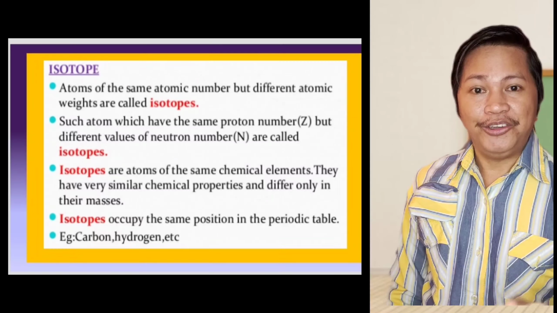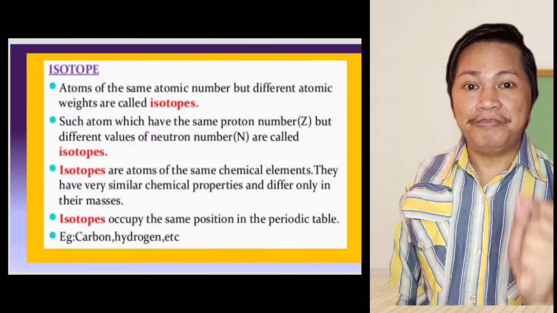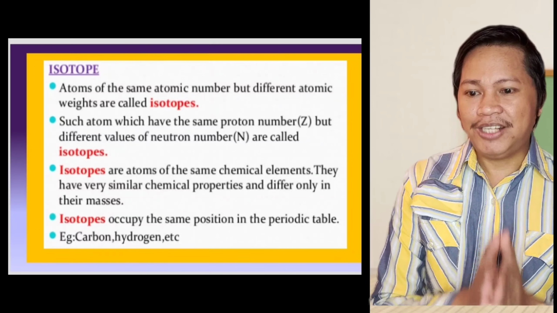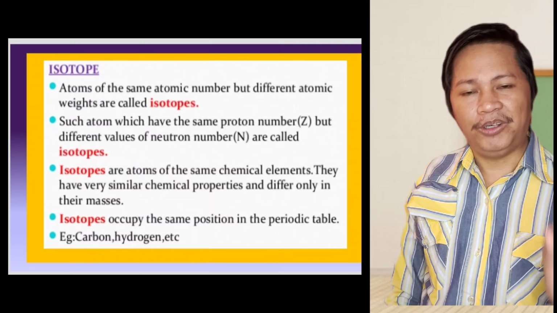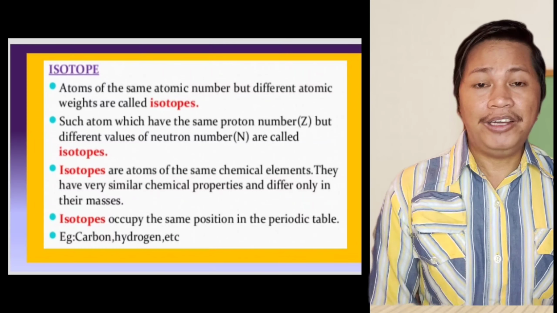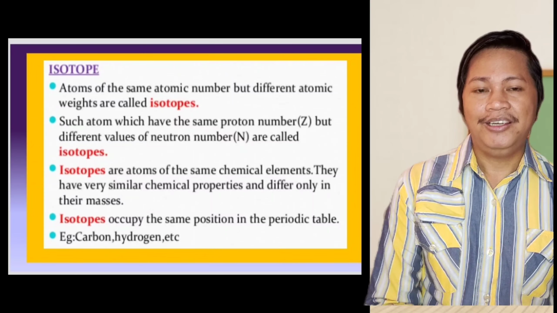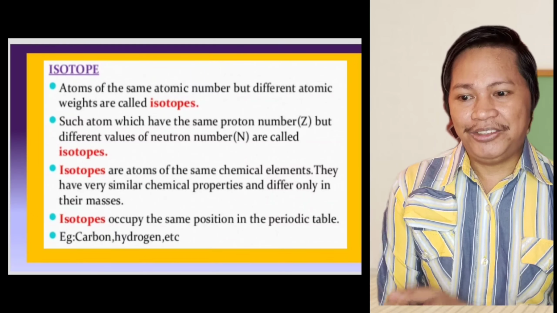As promised, I will discuss isotopes again. Isotopes are atoms of the same atomic number but different atomic mass or weight. Such atoms have the same proton number, which can be written as Z or atomic number, but different values of neutron or N. I'll be giving more examples on that later on.